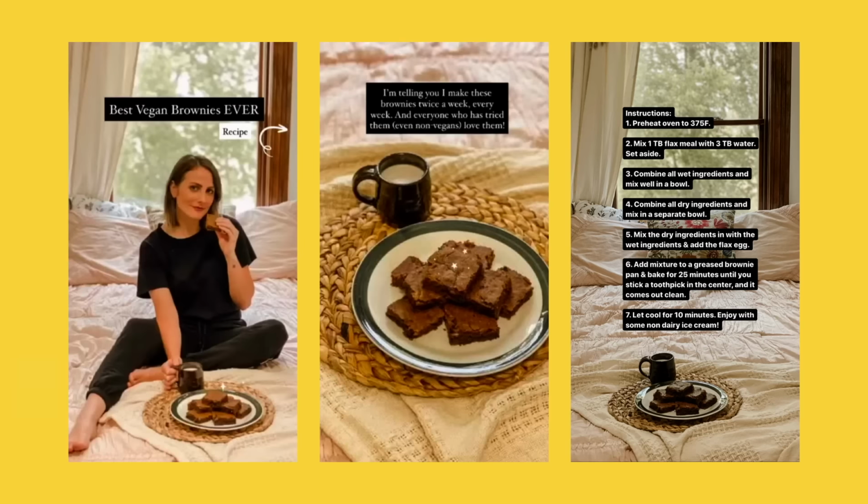One is, if you're going to post it on your feed, just break it up into slides on your Insta story like I have here. For instance, I posted about this vegan brownies recipe. The first slide is best vegan brownies ever. Next slide, oh my gosh, I love it so much. Next slide, the recipe, breaking it down.